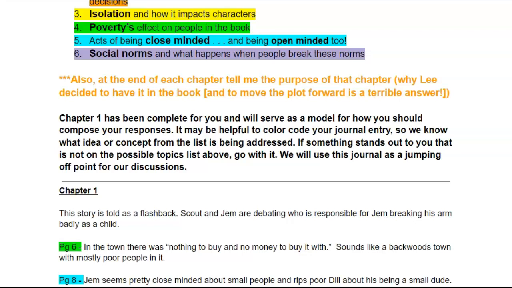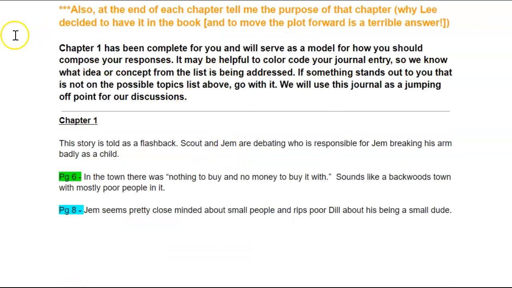So try to really think this through, and we're going to be practicing, and I'm going to help you out with the first few journals here. But chapter 1 has been done for you. So chapter 1 has been completed for you and will serve as a model for how you should compose your responses. It may be helpful to color code your journal entry so we know what ideas or concepts from the list is being addressed in your journal.